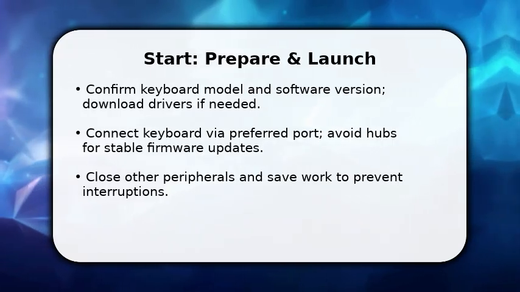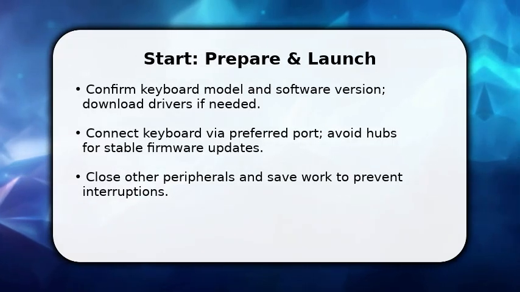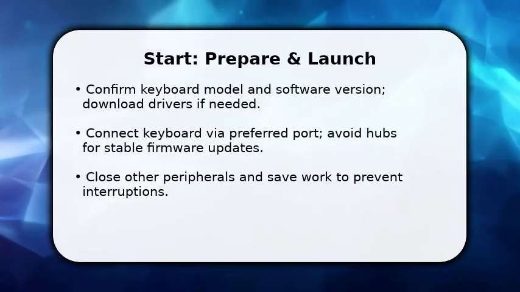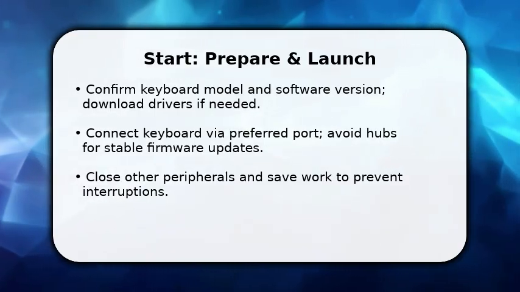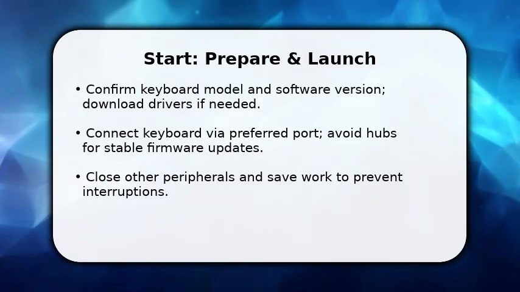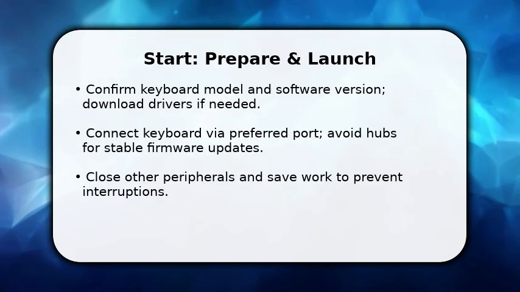You begin by confirming the exact keyboard model and installing the manufacturer's lighting software so you can access advanced controls. Once done, plug directly into a USB port. Hubs can interrupt firmware or settings. Make sure to close games and save any work because changes may reload the device.